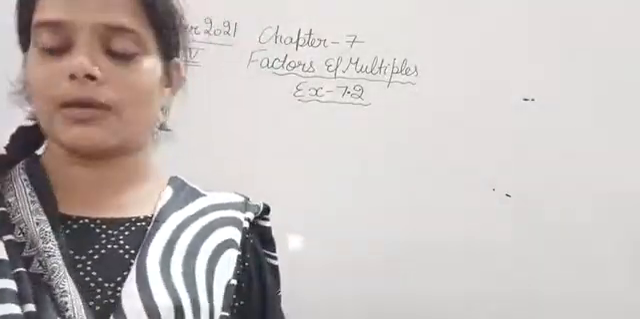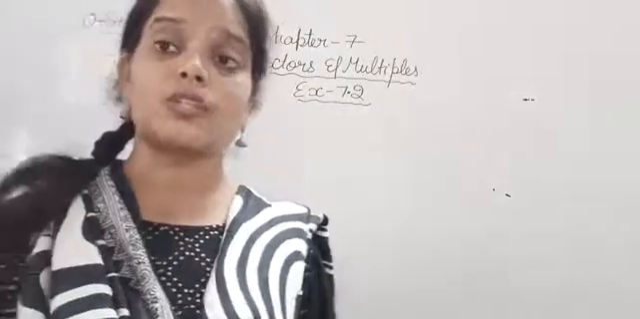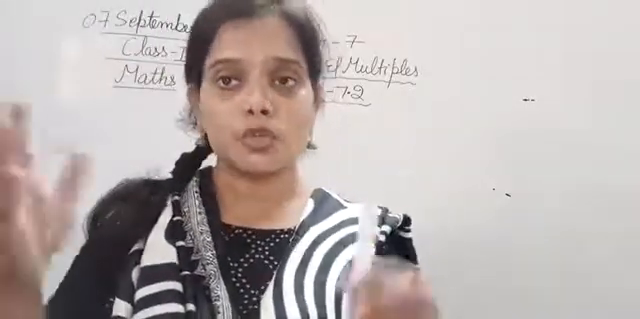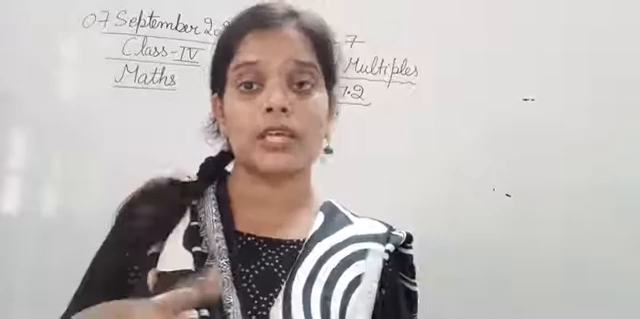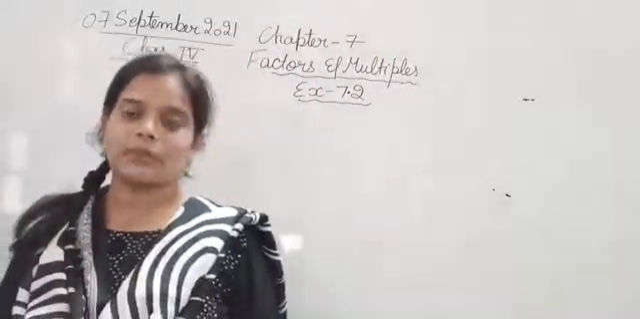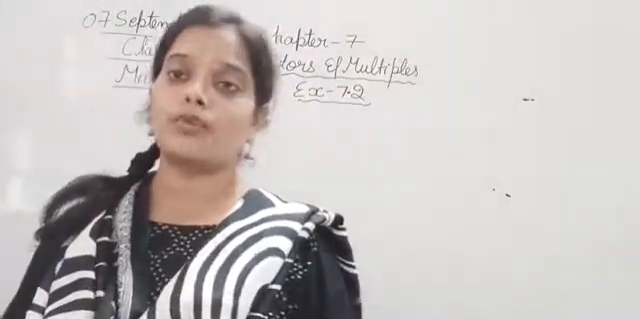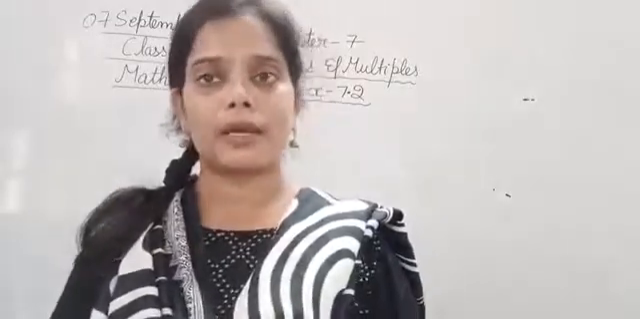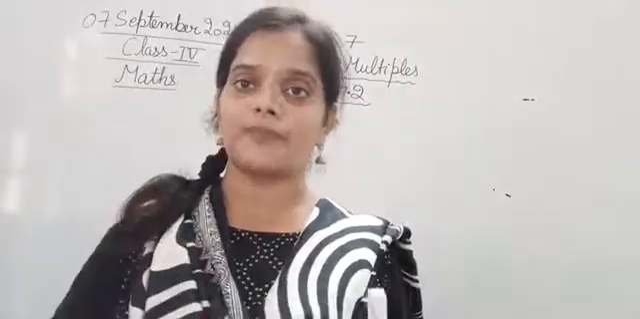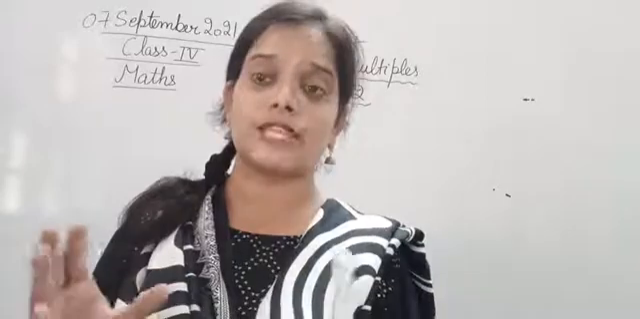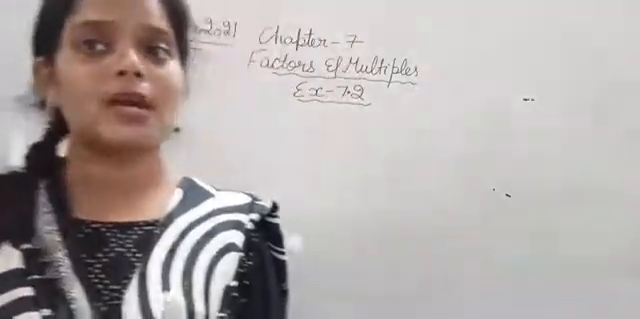So what are prime numbers? Prime numbers are those numbers which have only 2 factors. So जिन numbers के सिर्फ 2 factors होते हैं they are known as prime numbers. So in question number 1 we have to write down all the prime numbers which are less than 30. The numbers which have only 2 factors are known as prime numbers.